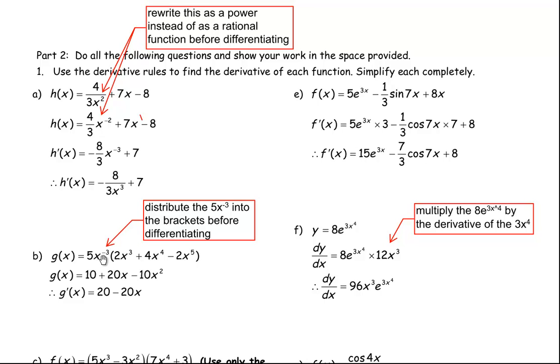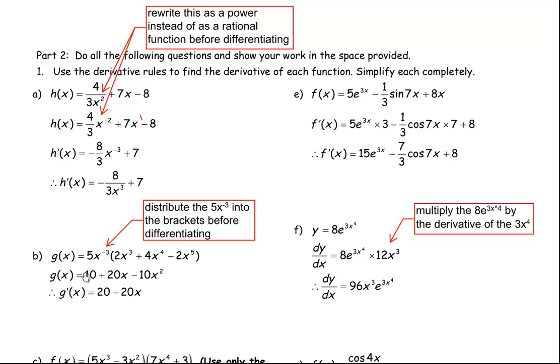And when we multiply x to the negative 3 by x to the power of positive 5, you add the exponents. So negative 3 plus 5 would be 2. So that's why it's negative 10x squared. And so that's the function simplified. Now we differentiate.